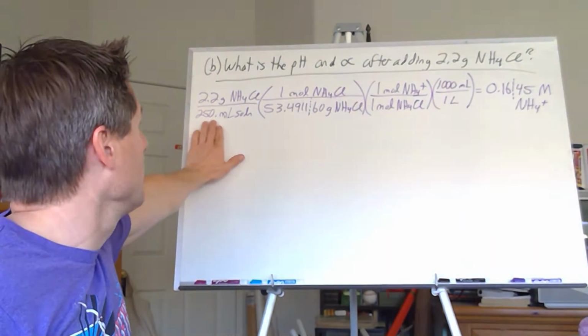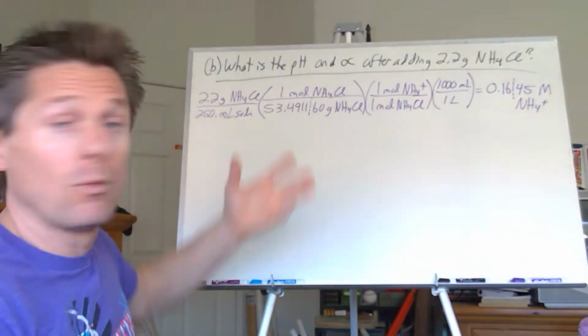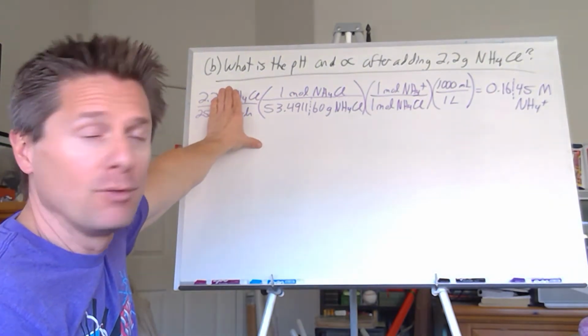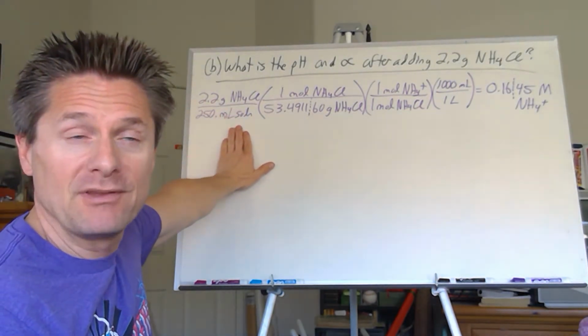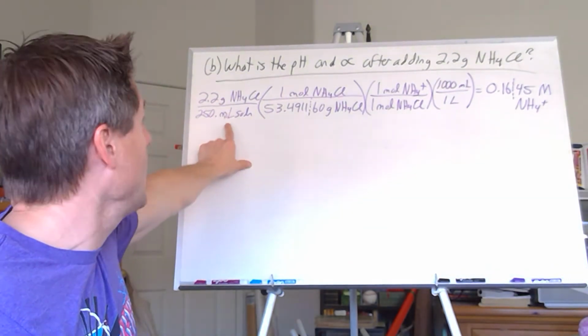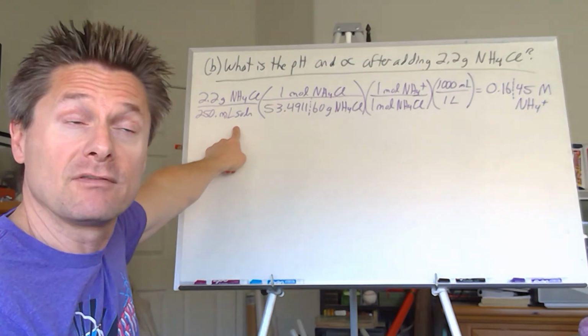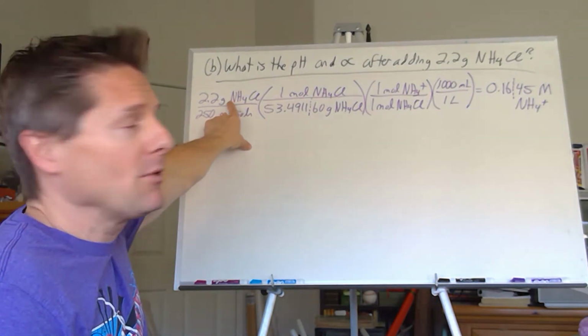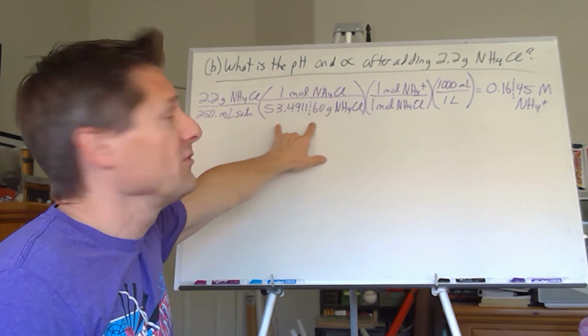250 with a naked decimal milliliters of solution. So we're doing molarity. It's moles of solute over liters of solution. So I have solute amount in the numerator, solution amount in the denominator. I've got to convert my grams of solute to moles of solute and my milliliters of solution to liters of solution. You can do either one first, doesn't matter. So let's take the grams of ammonium chloride and convert it to moles using the molar mass.